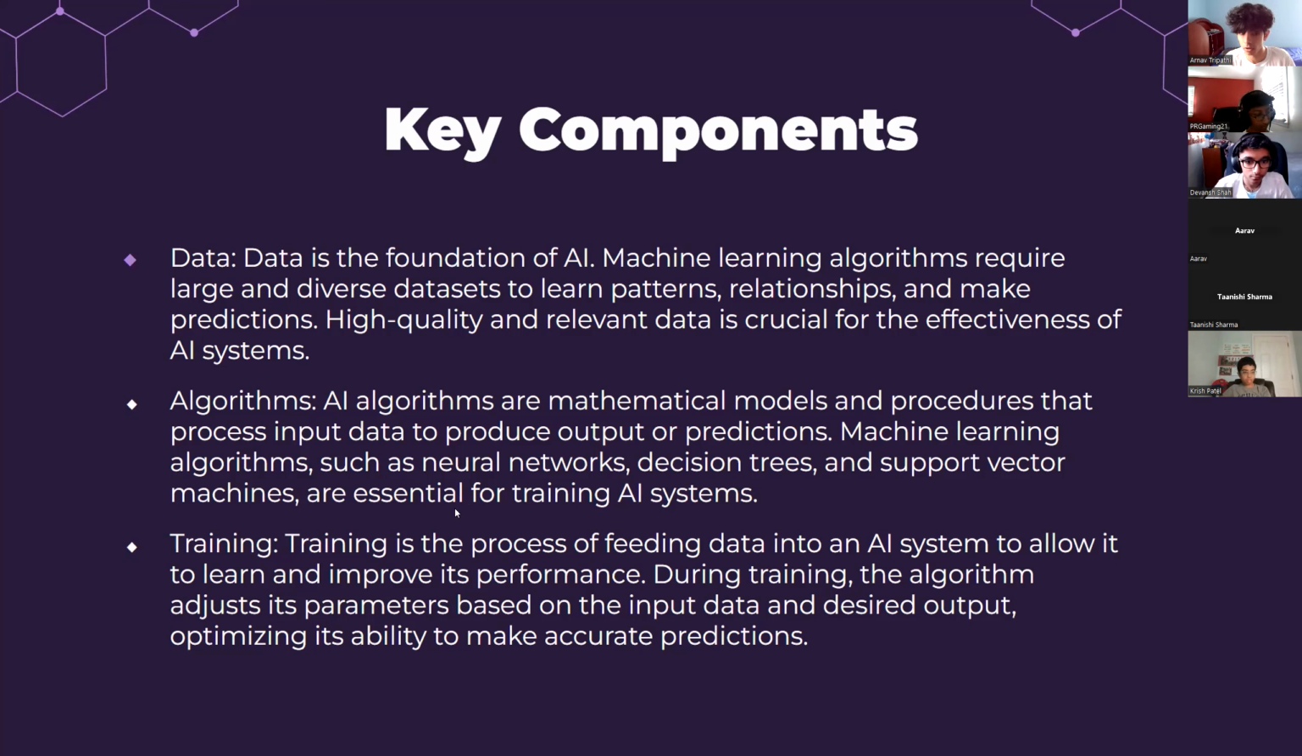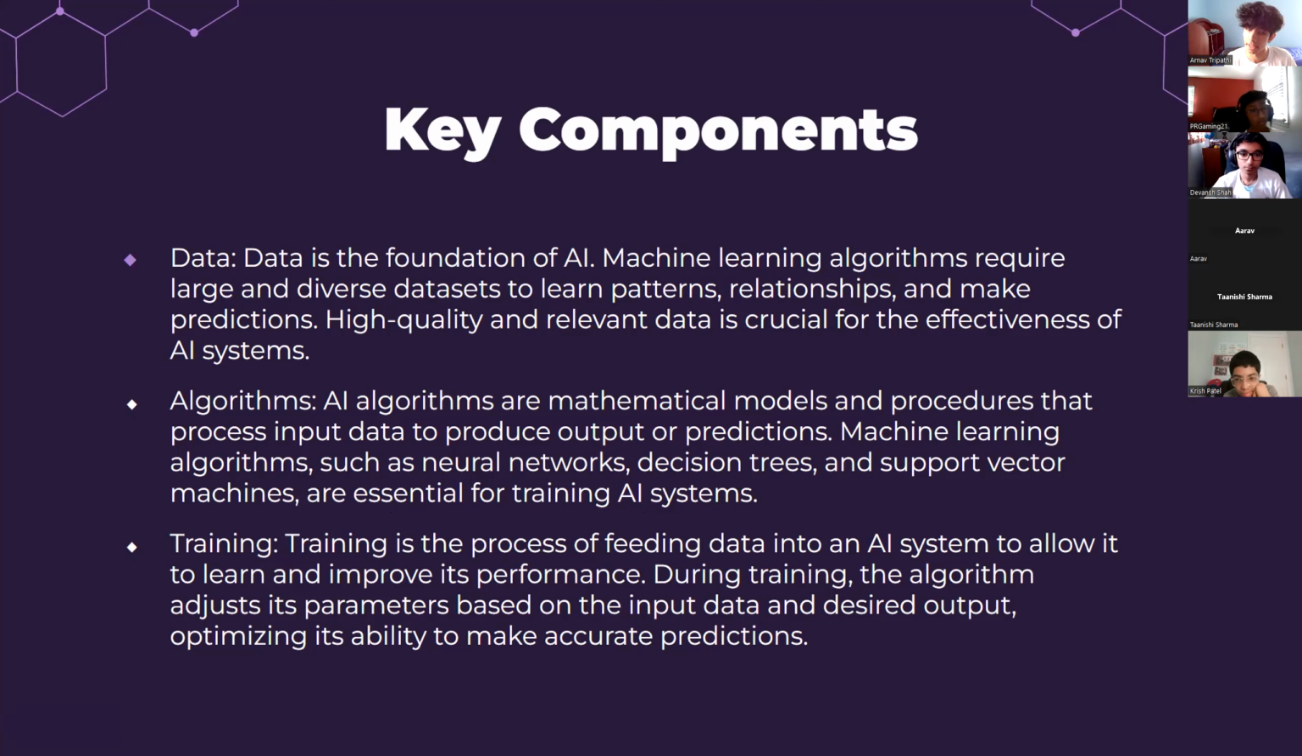And machine learning algorithms, so ML is what's used in AI, machine learning. And these are neural networks, decision trees, and support vector machines. These are all essential for training AI systems. And training is the process of feeding data into an AI system and allowing it to learn and improve its performance. So AI essentially learns every time you use it. It's not going to be the same from the first time you use it as the 50th time.